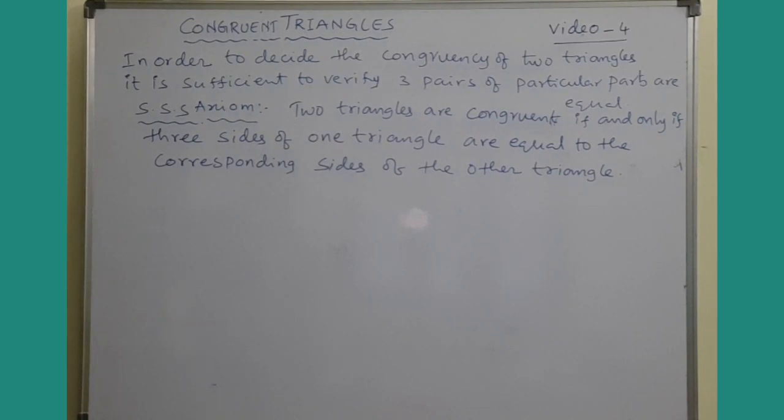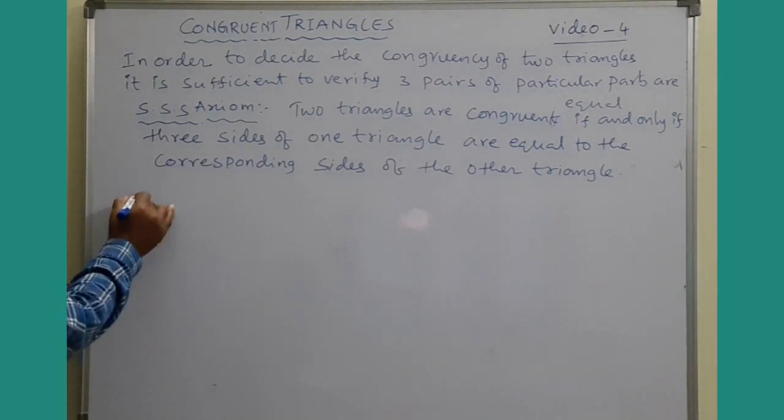Coming to the SSS axiom, very simple, triple S, all three sides. So look at the statement. Two triangles are congruent if and only if three sides of one triangle are equal to the corresponding sides of the other triangle.